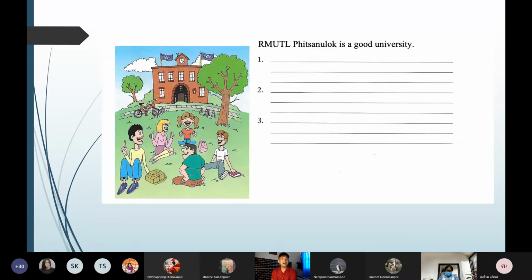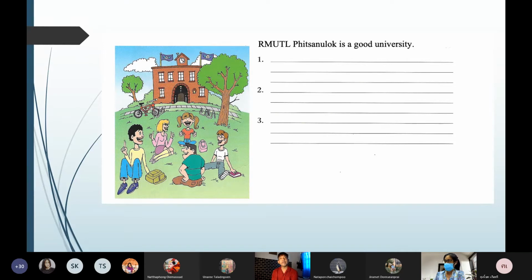Now, let's make it a little bit more engaging this time. I would like you, or the moderator or the coordinator of this webinar, to at least give us some proofs or evidence that RMUTL Phitsanulok is a good university. Okay, so let's give one point.